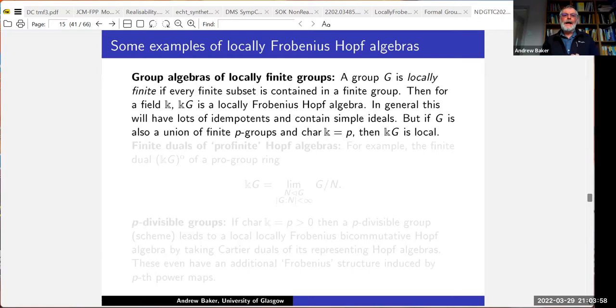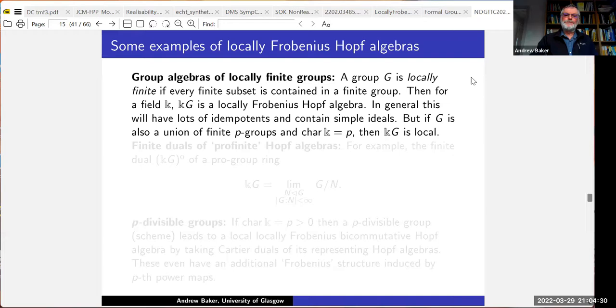And if you think about it a bit, you'll see that that is a locally Frobenius Hopf algebra, because the finite group algebras sit inside of each other. They are sub-Hopf algebras. You get this freeness condition, so all the conditions are satisfied there. But of course, this illustrates where things can get really complicated, because these finite dimensional algebras will contain idempotents in general, so you would expect to get lots of simple ideals and so on inside.